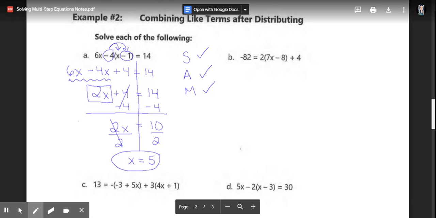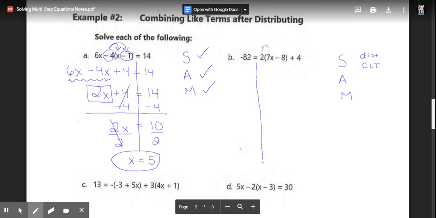Let's try one together. Let's take a look at problem B. I'm going to draw my line. I'm going to set up the acronym SAM so I remember my steps. So remember, simplifying has two parts to it. I need to distribute first, and then I need to combine like terms. So I'm going to take care of the distributing.